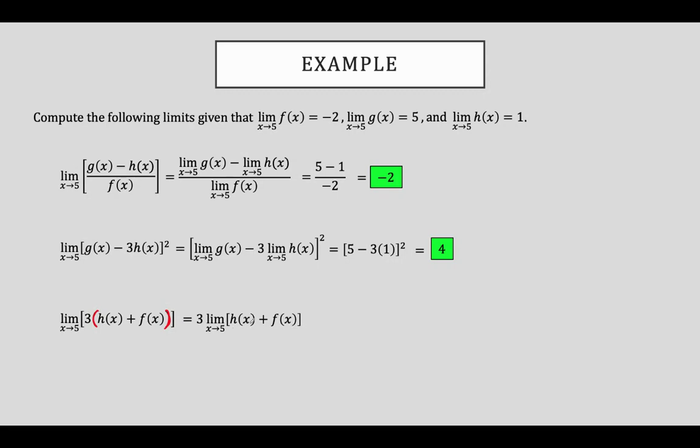And now I can evaluate the limit of this sum by taking the limit of the pieces individually. This becomes 3 times the entire quantity, the limit as x approaches 5 of h of x, plus the limit as x approaches 5 of f of x. Well, what's the limit of h of x? That's going to be 1, plus the limit of f of x, that's negative 2. We have 3 times 1 plus a negative 2. 1 plus negative 2 gives me negative 1, times 3 gives us negative 3 for our final answer.